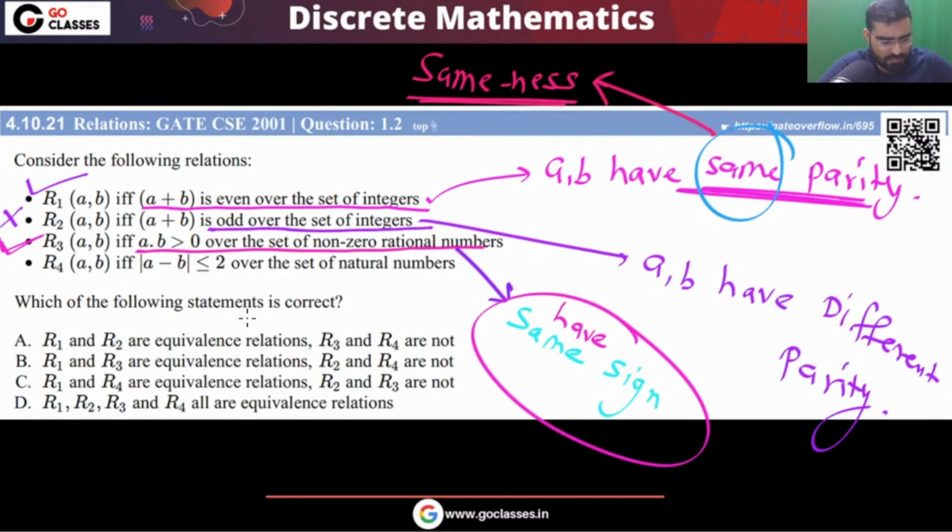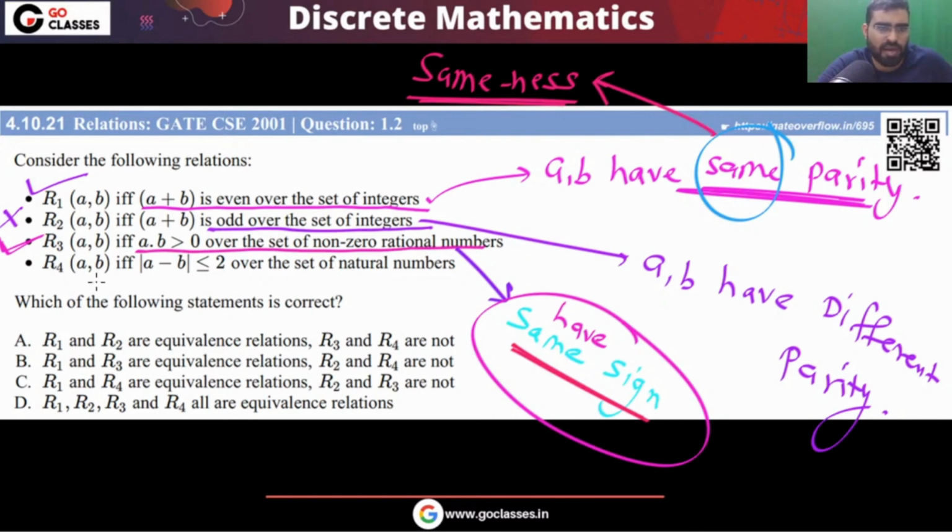This one. So you can see that they have the sameness. They have the same sign. A dot B is greater than 0 if they have the same sign. So for example, it will be reflexive, it will be symmetric, it will be transitive. So that is the reason this is an equivalence relation.